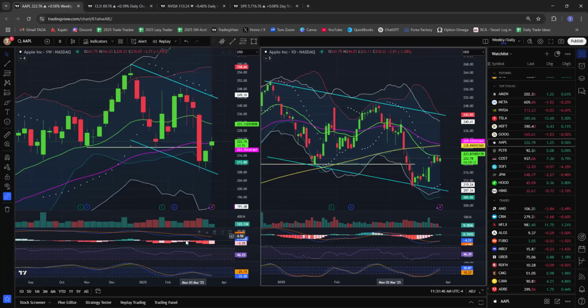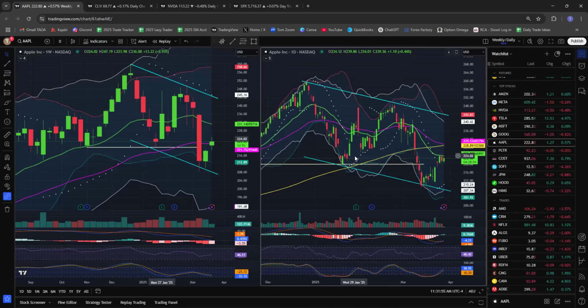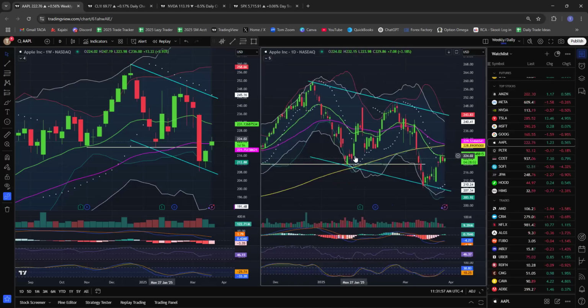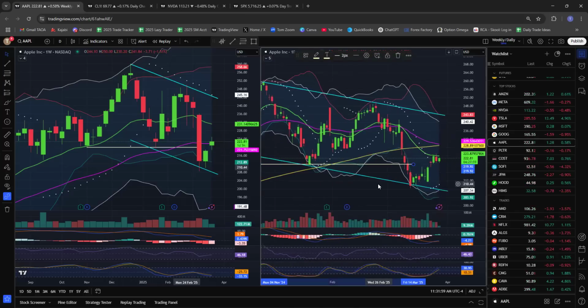The downtrend's not over, but you're starting to see MACD reversing, RSI reversing, stochastic momentum getting a little overdone. Maybe not a bad spot on Apple to start to consider getting long on Apple. Again, not my favorite stock, but something to look at.